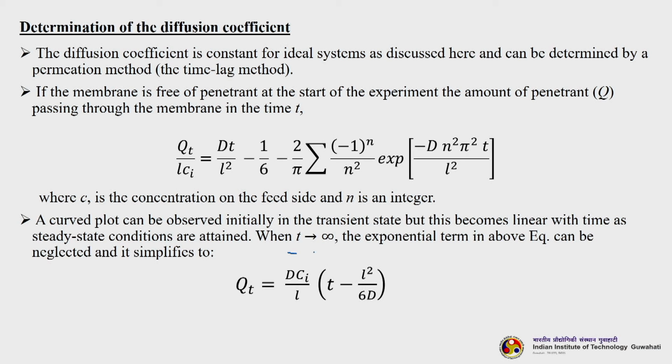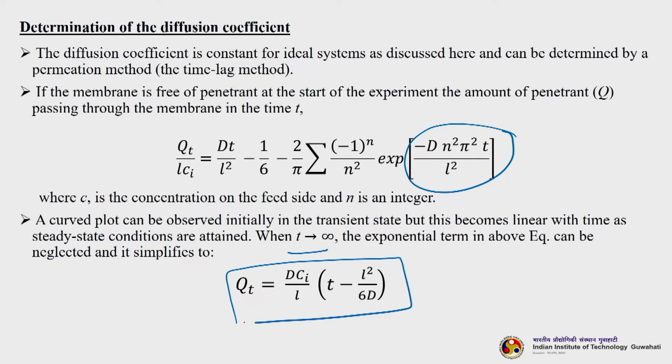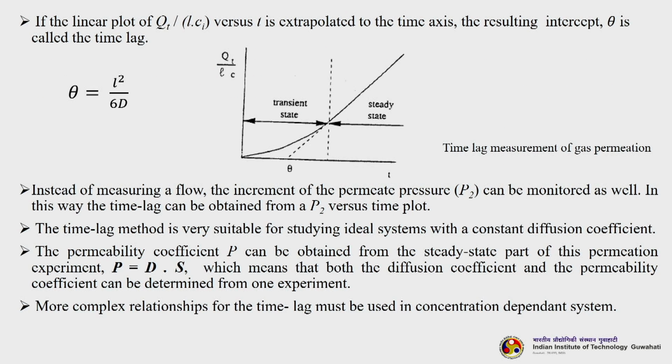So, when t tends to infinity, the exponential term of the above equation can be neglected and it simplifies. So, the Q_t, that means the amount of penetrant that is passing through the membrane at time t, is D C_i by L times t minus L square by 6D. If the linear plot of Q_t by L C_i versus t is extrapolated to the time axis, the resulting intercept theta is called the time lag. So, theta equals L square by 6D.